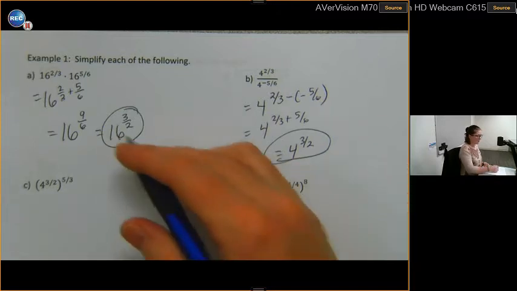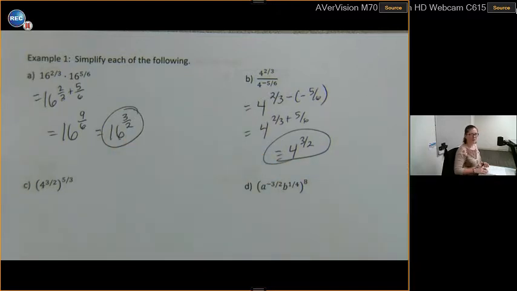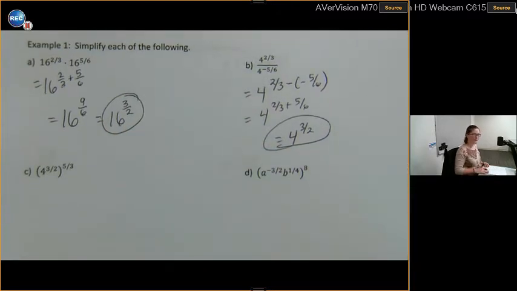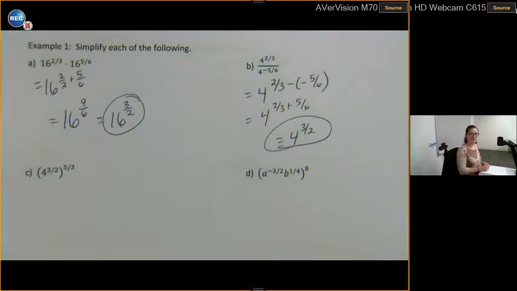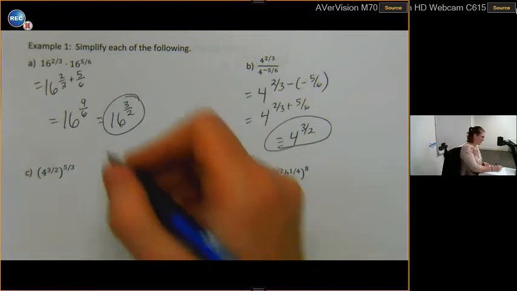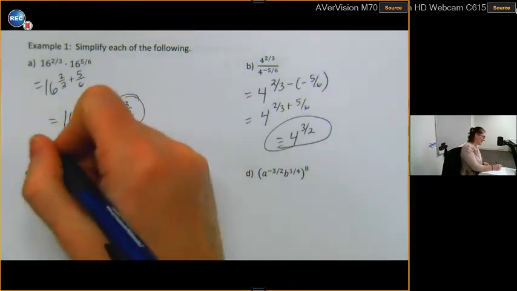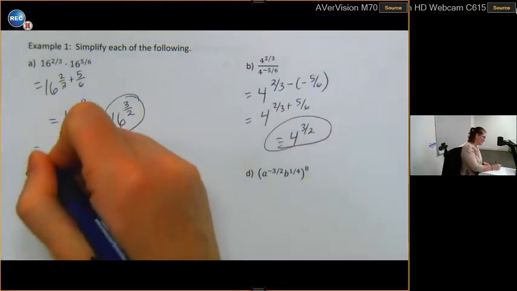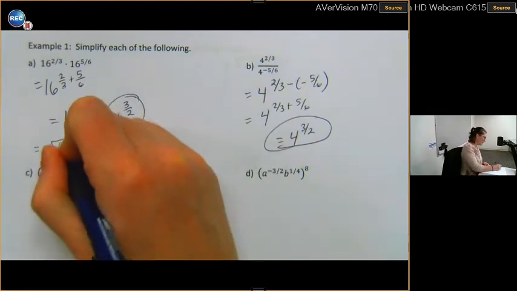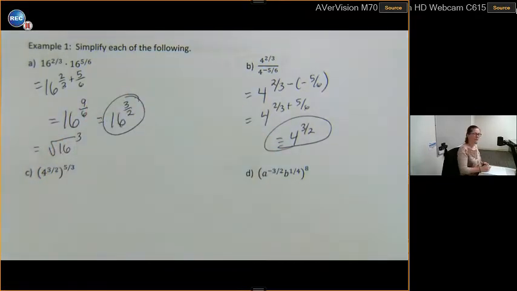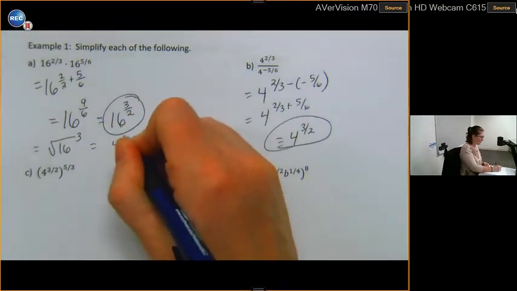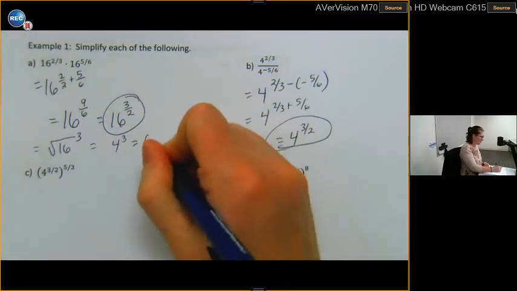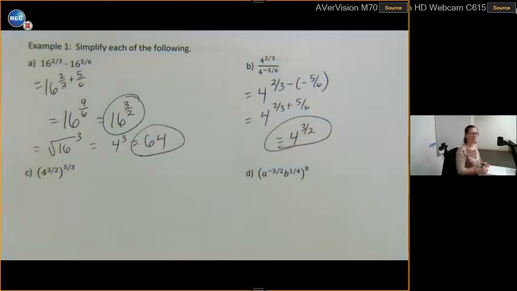Now I circled these as answers, but now that I think about it, we should probably take this a little bit farther. So I'm going to back up, and I'm going to actually solve out the problems all the way. So I'm going to take 16 to the 3/2, and I'm going to rewrite it as the square root of 16 to the 3rd power. The square root of 16 is 4, and 4 to the 3rd equals 64. So actually 64 is the answer we're going for.